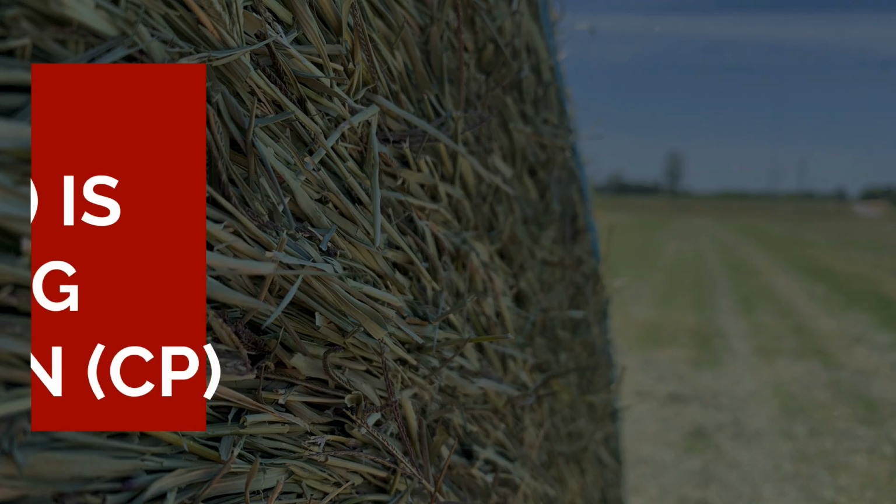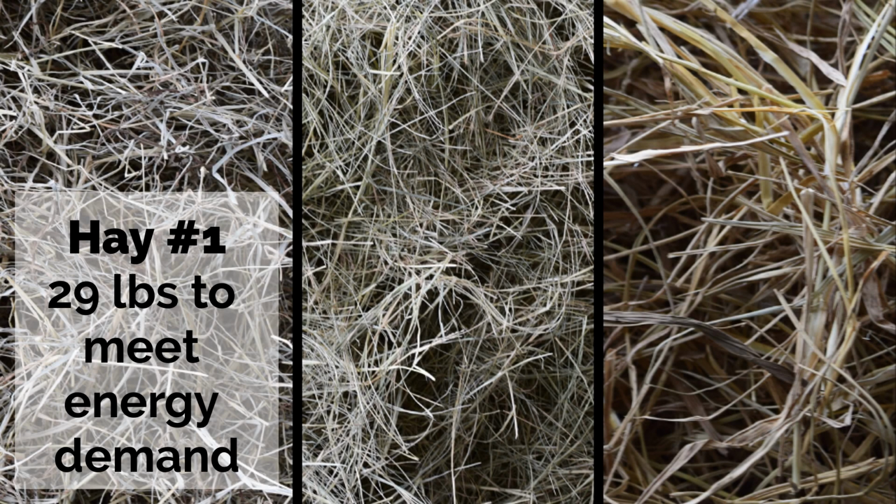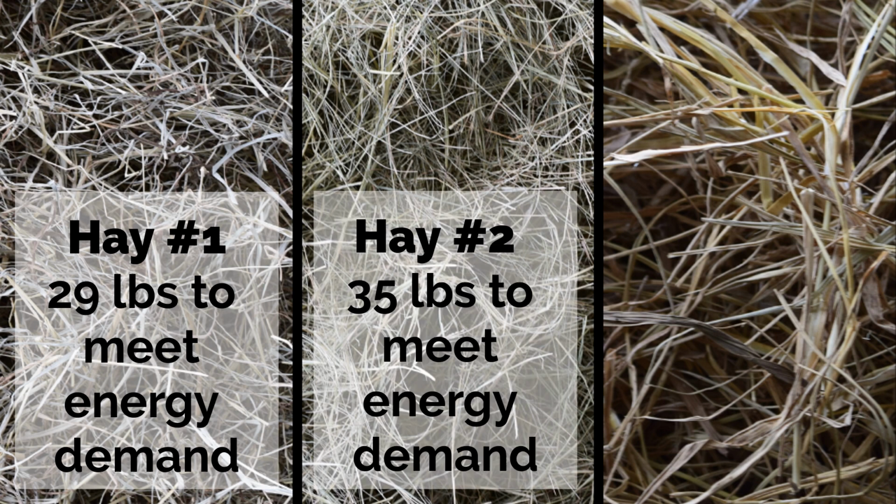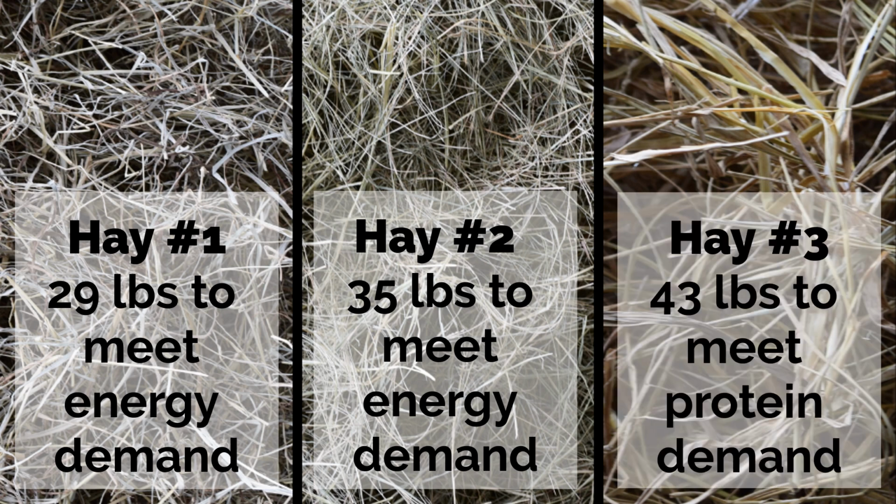Based on the forage test, this cow would need to eat 29 pounds of the first hay to meet her energy requirements, while her protein needs were met at only 19 pounds of consumed hay. The same cow would need to eat 35 pounds of the second hay to meet her energy needs, again exceeding her baseline protein requirement that was met at 31 pounds of hay. Hay number 3 is a different story though. Here, protein is actually more limiting than energy, so she needs to consume 43 pounds of hay to meet the protein requirement, while the energy requirement was met at 41 pounds.